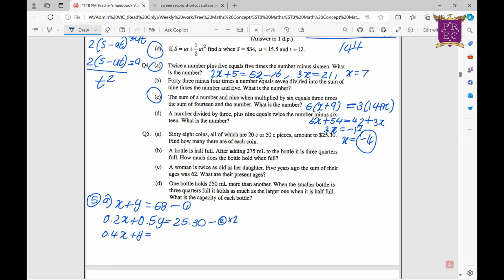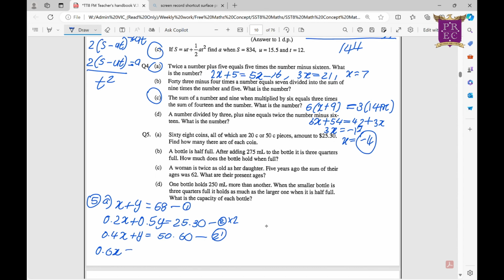Now we have $25.30. What's $25.30 times by 2? That gives us $50.60. We've got our second equation. Now, what we need to do is take away the second equation that's been multiplied by 2 from the first equation, which is x plus y is equal to 68. To do that, we need to do x minus 0.4x. That's 1x minus 0.4x, which gives us 0.6x. And then y minus y gives us 0. We don't have to write anything there.